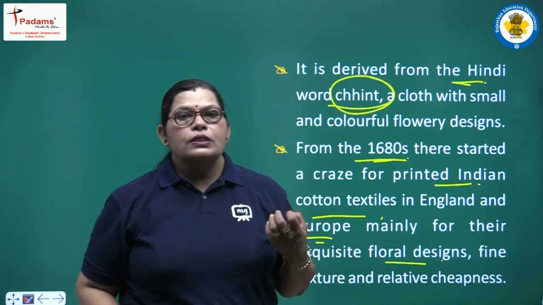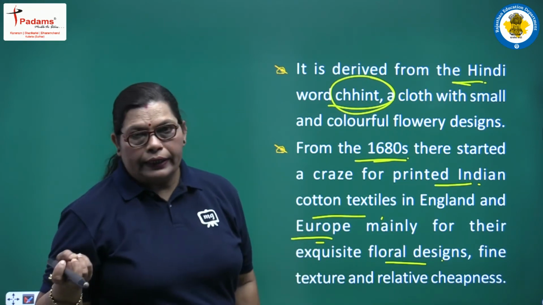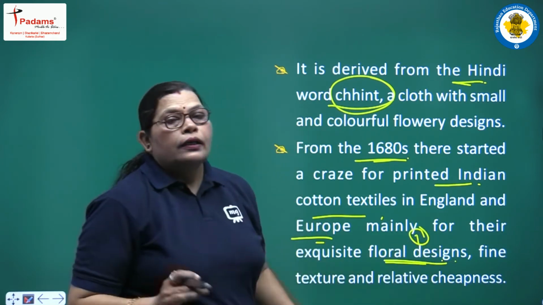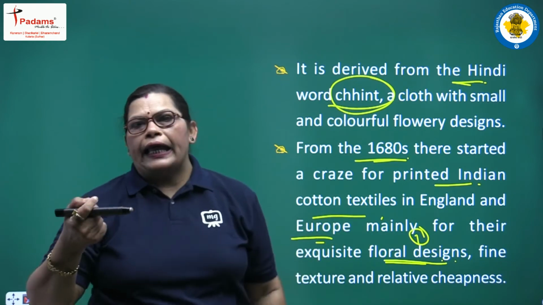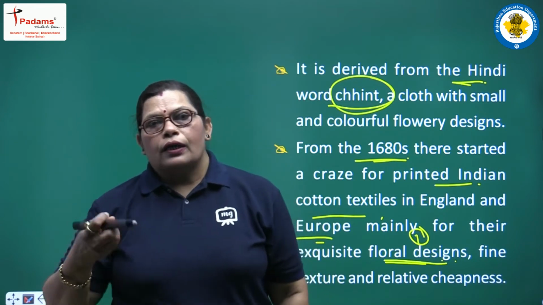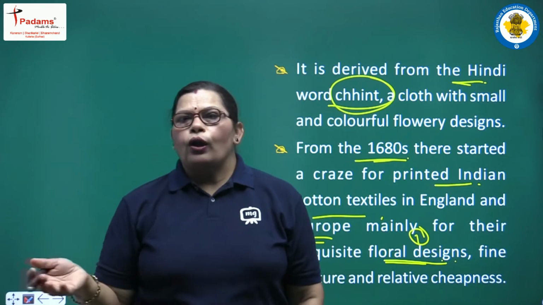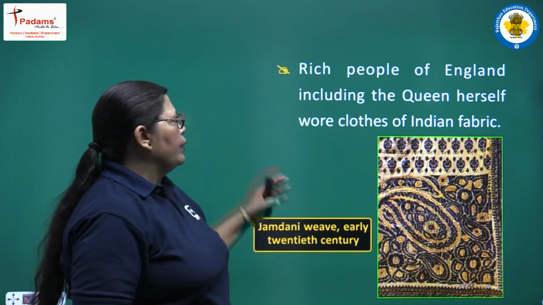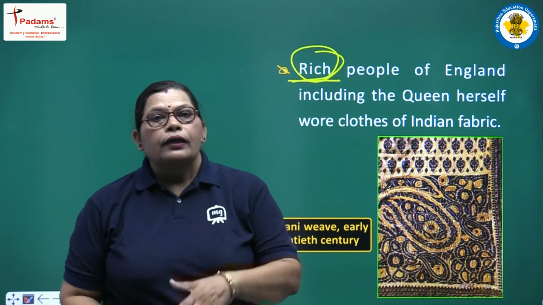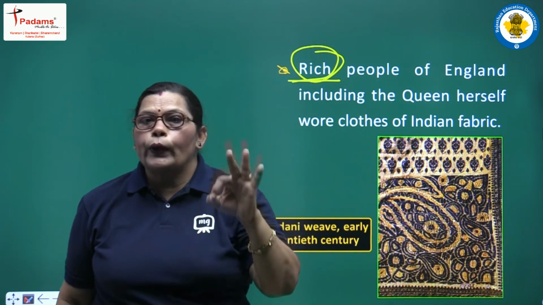See, what was the main important thing about the printed cotton textile of Indian material? First, the floral designs they had. Next is the fine texture of the clothes, and the last is the relative cheapness. Yes, the chint was very cheap, so it was available to all people in a very easy way. See, rich people of England, including the Queen herself, wore it.